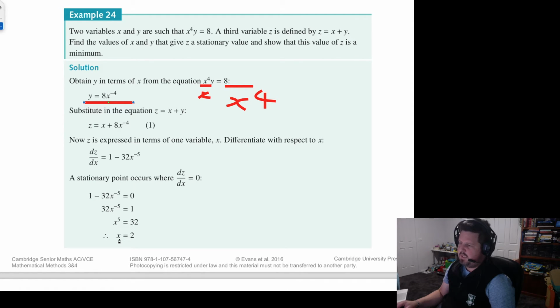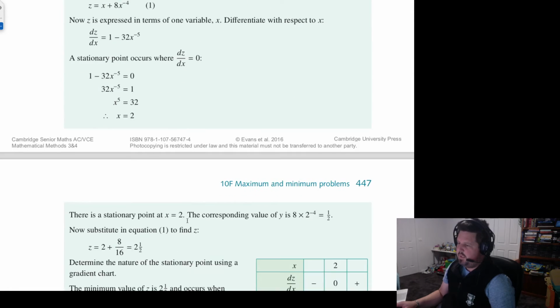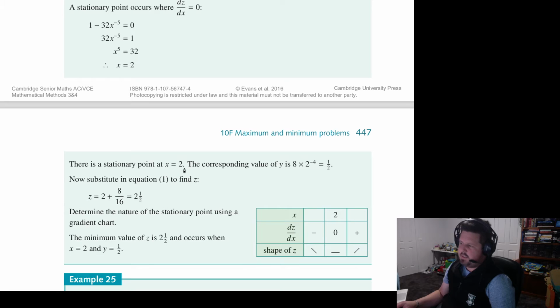Rearranging things, we get x equals 2. It says there is a stationary point at x equals 2. Its corresponding value of y, you can just substitute that back into one of the original equations, and we can find out it's 1/2. From there, you've got y and you've got x. You can substitute those in equation 1 to find z. So we're plugging these back in, and you can get z.